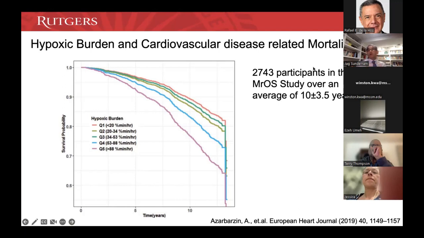Again, average of about 10-year follow up, over 2,700 participants. You see that in the fifth, in fact, there is a linear relationship between the hypoxic burden and survival probability. So clearly there is a relationship between hypoxic burden and cardiovascular disease related mortality.